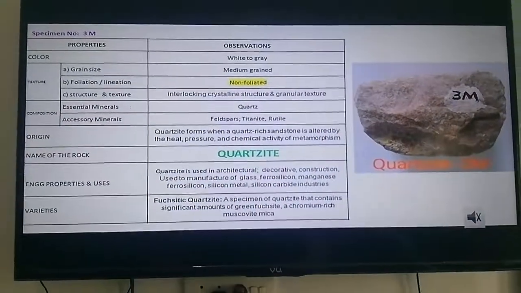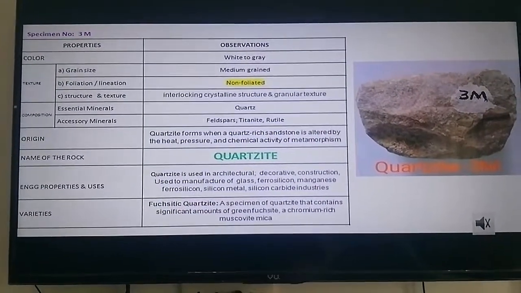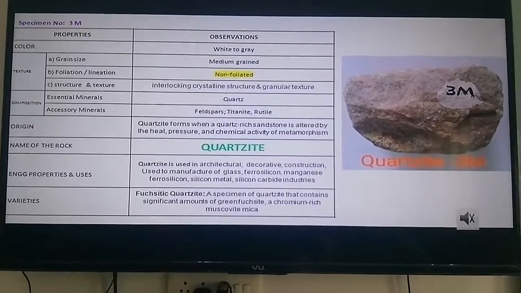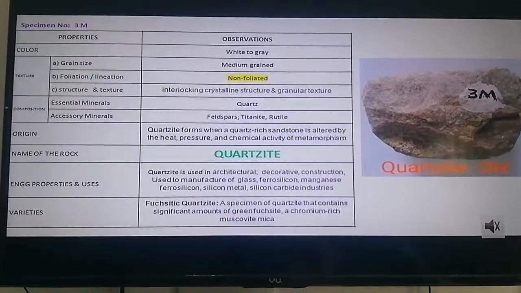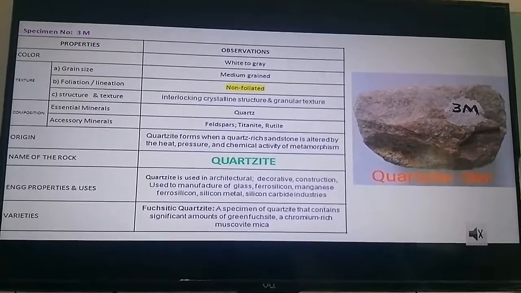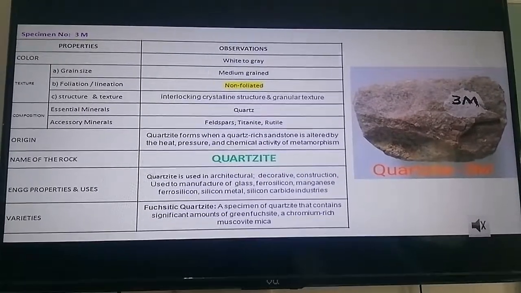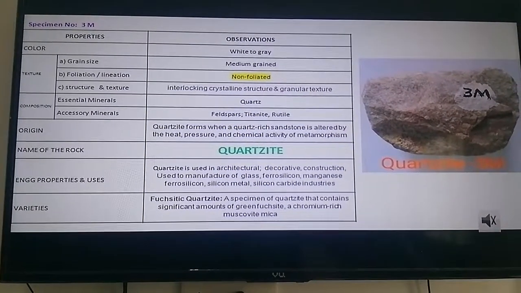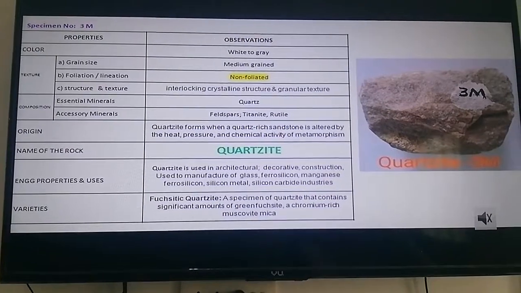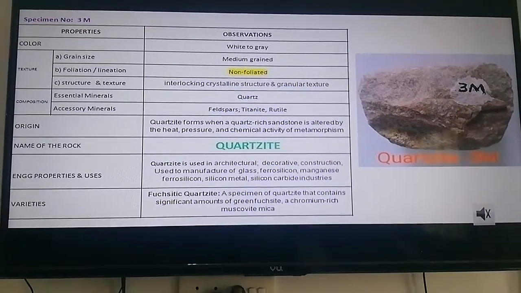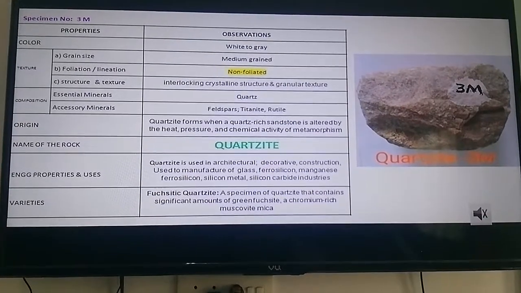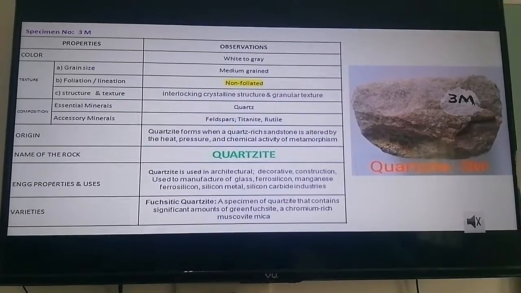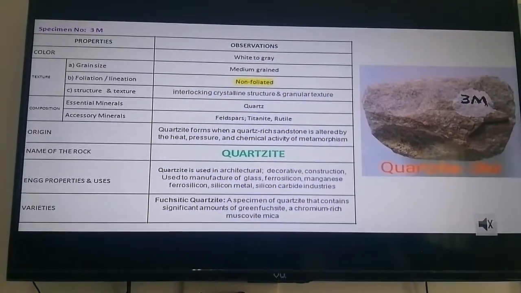Quartzite forms when a quartz-rich sandstone is altered by the heat, pressure and chemical activity of metamorphism. Quartzite is used for architectural, decorative and construction purposes, and in the manufacturing of glass, ferrosilicon, manganese ferrosilicon, silicon metal and silicon carbide industries. Fuchsite quartzite is a variety of quartzite. It is a specimen of quartzite that contains green fuchsite, a chromium-rich muscovite mica. So fuchsite quartzite is economically important.